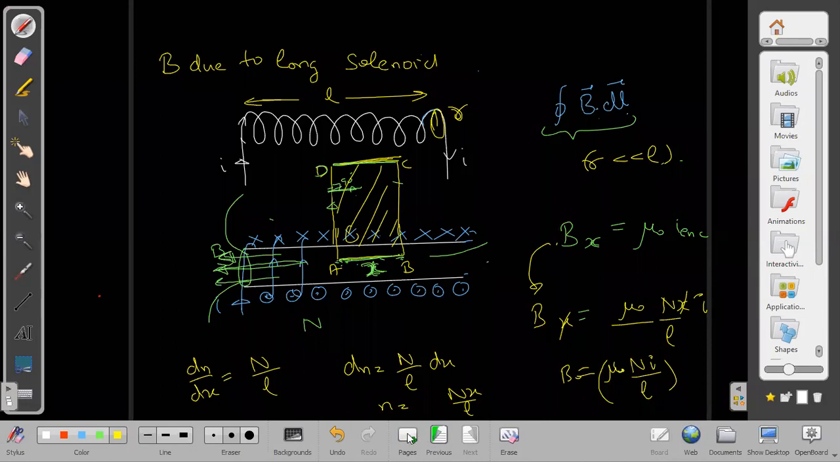Sir, once again, please explain how A to D and B to C will cancel each other. A to D is 90 degrees also. The field lines are returning back here. Think in this way also.